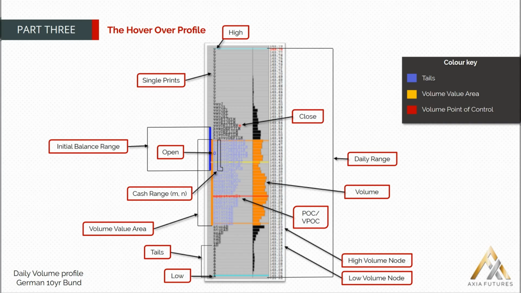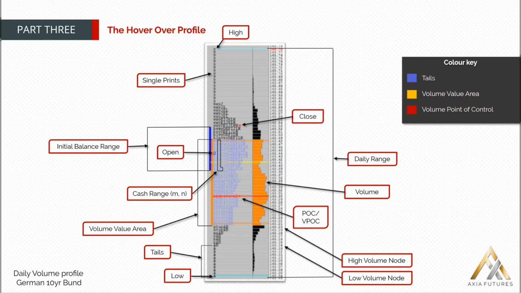The reason we highlight these single prints is that a lot of the time they can tell us a lot about what's going on within the auction process. We will discuss this a little bit further on, but do note single prints can be highly important, and that is why we mention them.